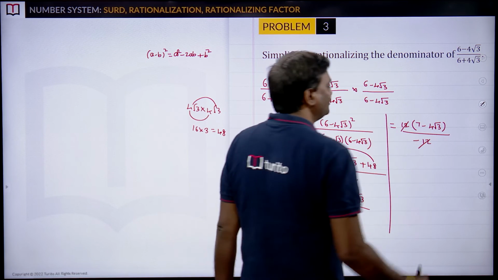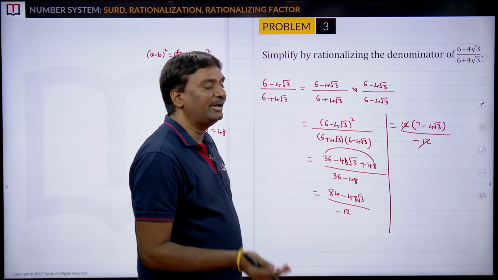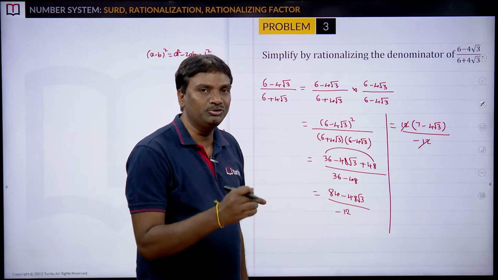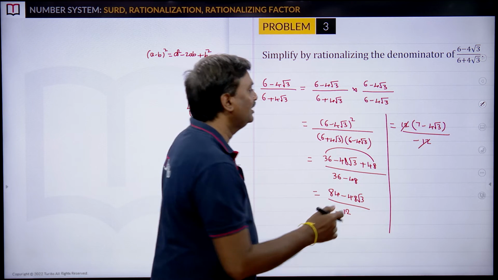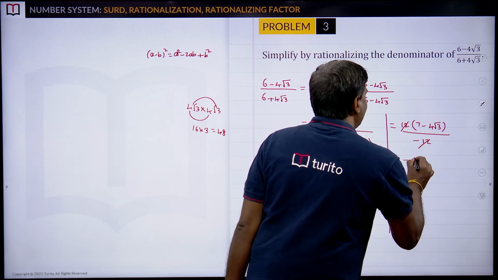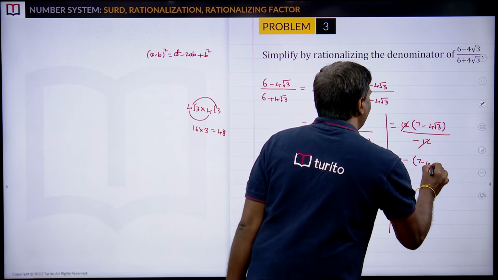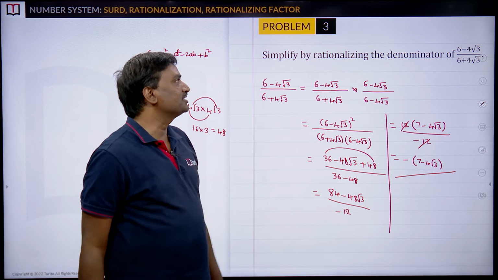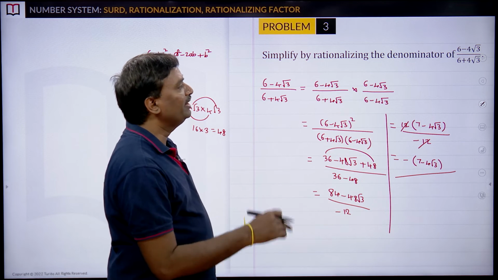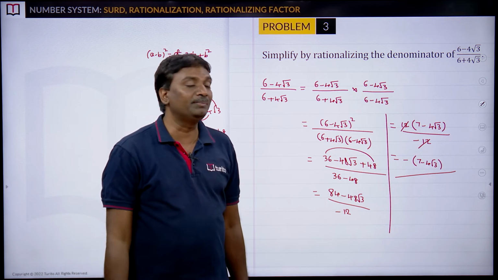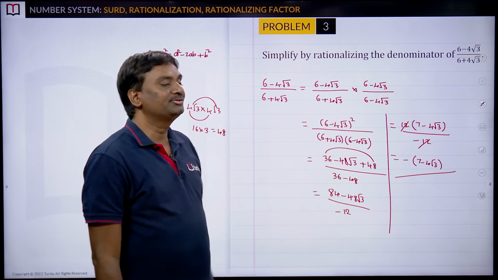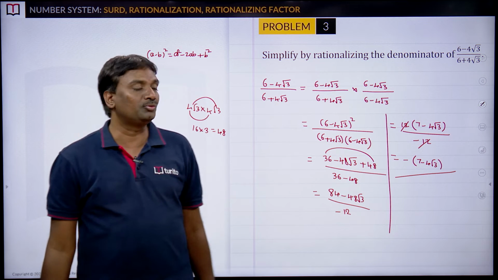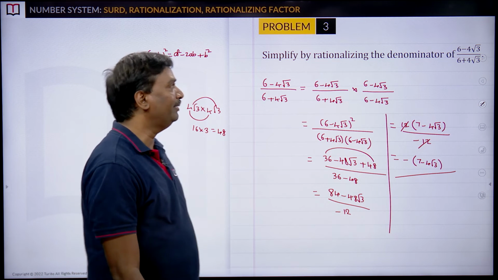So, 12 and 12 get cancelled. By keeping the negative sign which we have in the denominator, we can write it like this: minus of 7 minus 4 root 3. So, by rationalizing the denominator 6 plus 4 root 3 and after simplifying, we got minus of 7 minus 4 root 3. So, hope you understood. Next problem.